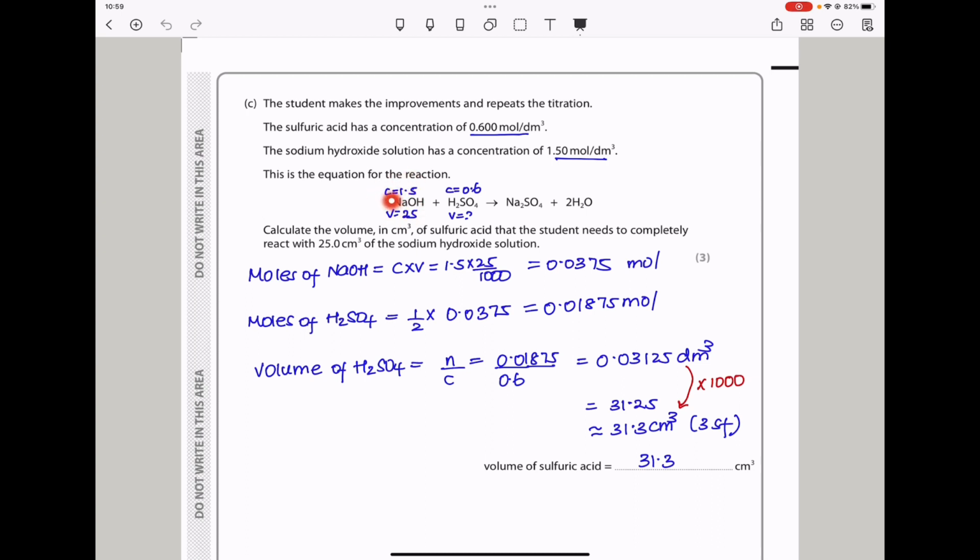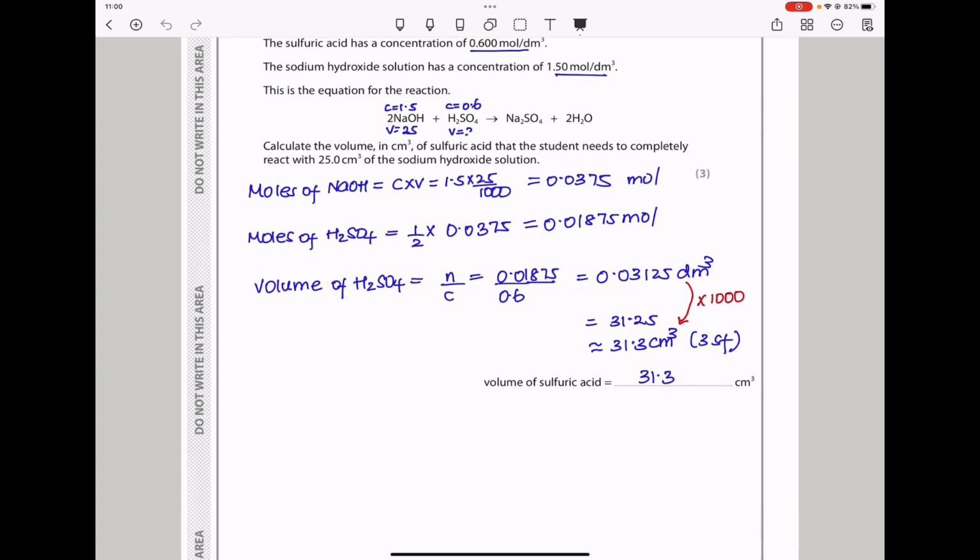After knowing these moles, I can use the mole ratio, which is 2:1. So the moles of sulfuric acid are going to be a half those moles, which is what you see here, giving me 0.01875 mole. So finally, to find the volume of sulfuric acid is going to be easy. Volume is going to be number of moles divided by concentration, which is that divided by 0.6, and I got this as my volume in decimeters cubed. But remember, the question required us to write the answer in centimeters cubed. So by multiplying by 1000, I got 31.3 centimeters cubed as my answer.